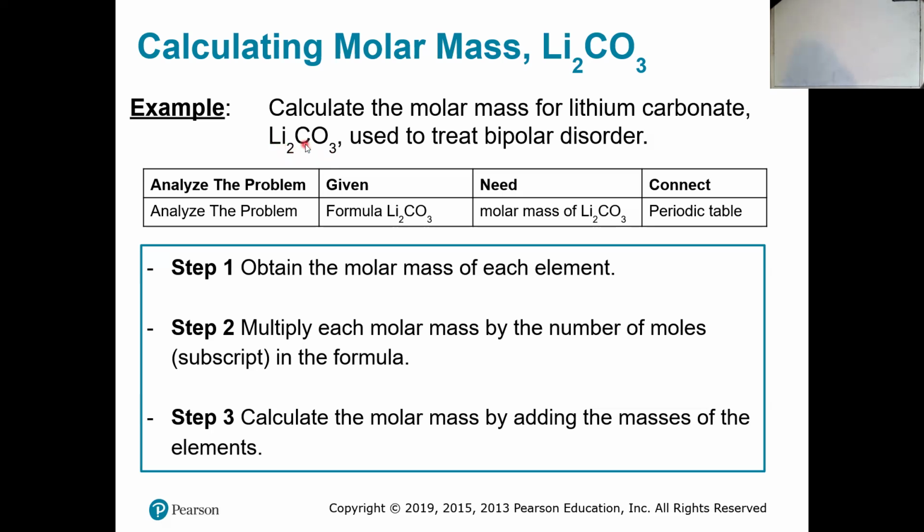There's 1 carbon, so I only need 1 carbon mass. There's 3 oxygens, so I'm going to multiply the mass of oxygen by 3. And then I'm going to add all of those mass values together to figure out the overall mass of the lithium carbonate. Okay. That would be our approach to solving this.